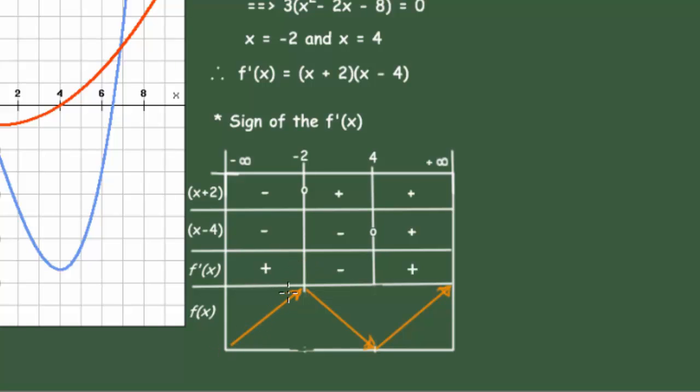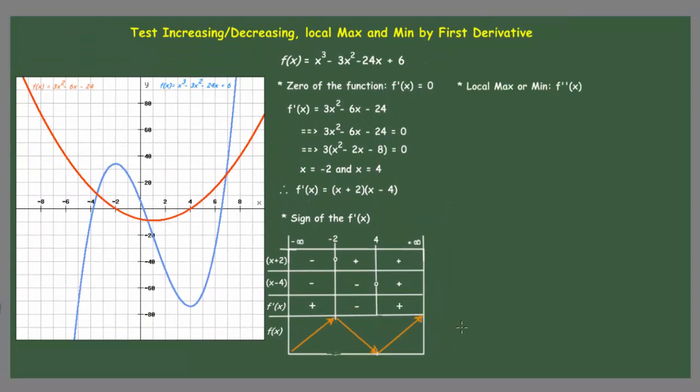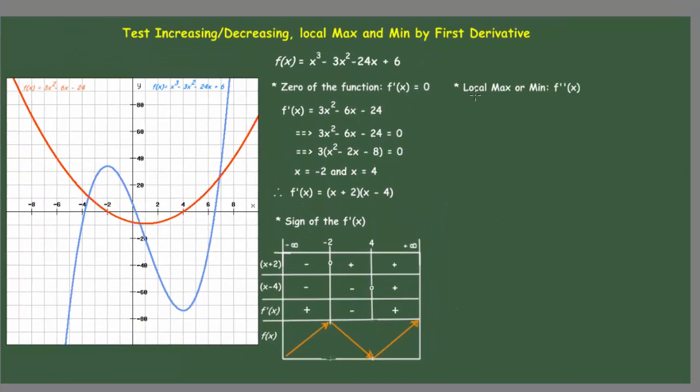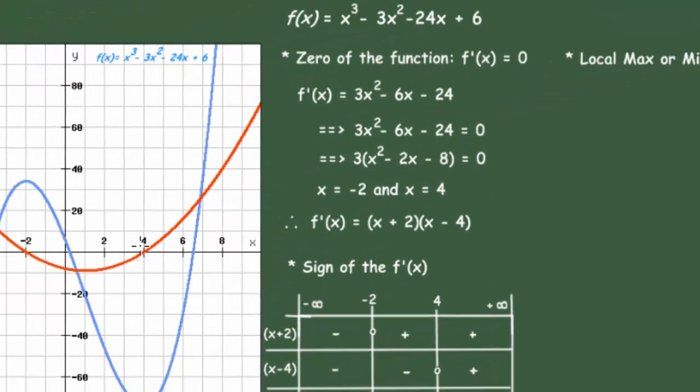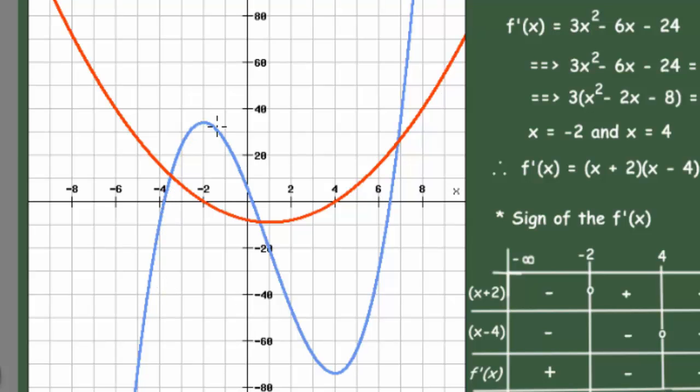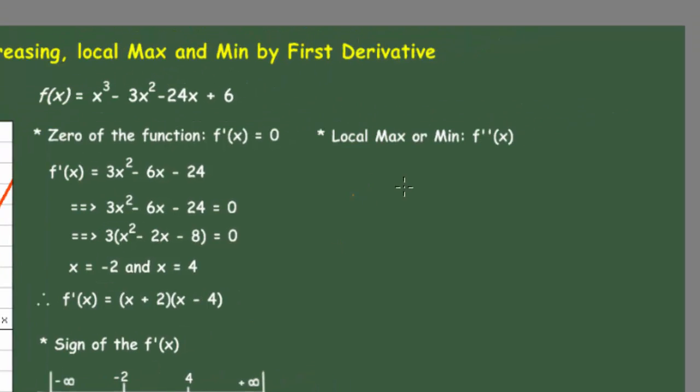That's what we got here. And here the derivative is negative, so the original function is decreasing, and here the derivative is positive, so our original function is increasing. So the next thing we want to do is to test the local max or minimum of the function. We can even see that here, at minus 2 and at 4. But we can test it to see if it's really that, because remember, we're just testing the function.